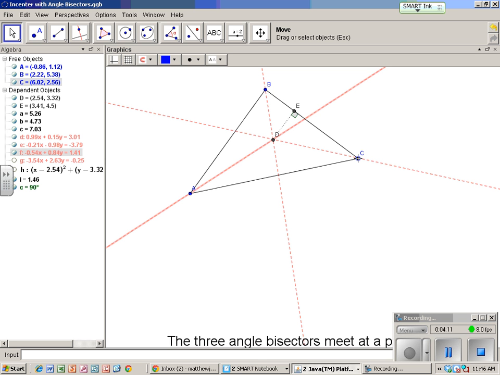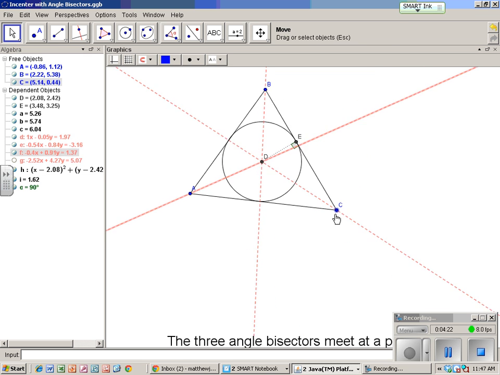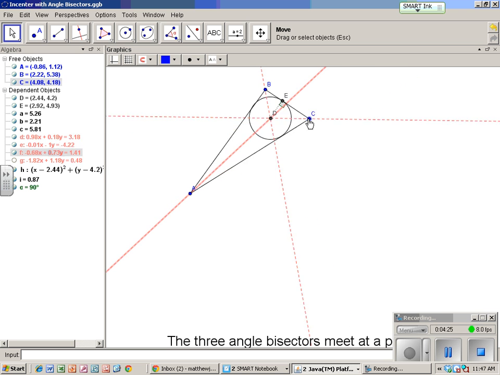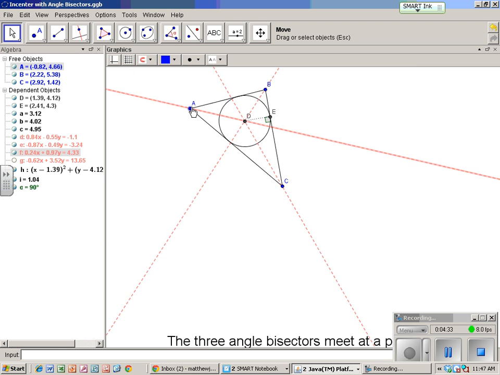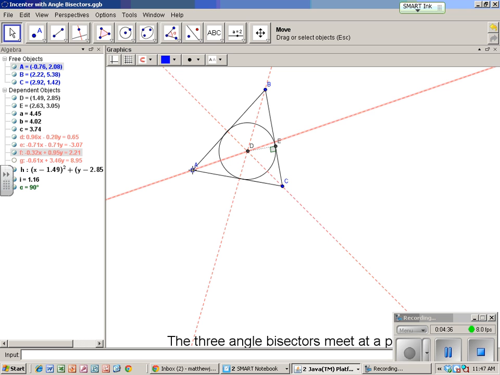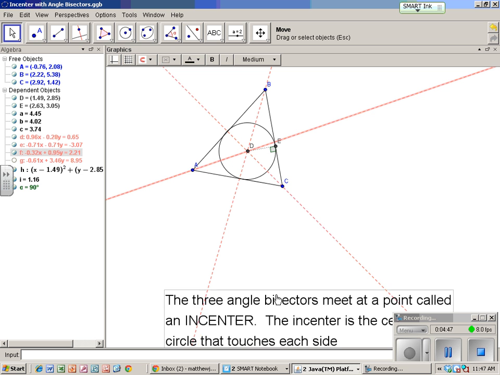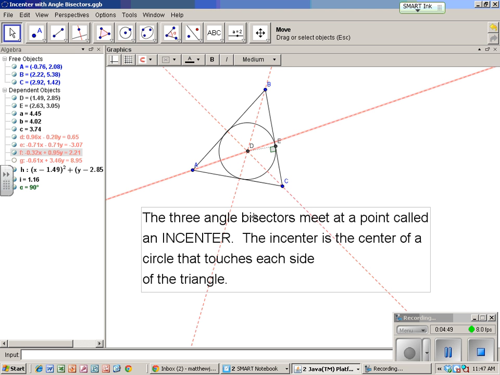What I'm going to do now is draw a circle centered at point D up to point E. And there's that circle. Notice how the circle is touching all three sides. Wherever I move this triangle, whatever kind of shape it is, that circle is touching each of the three sides. It's not crossing the sides, it's touching at one point. This is called inscribing a circle. We are drawing a circle inside of a shape. This point D, where those three angle bisectors meet, like I told you, there is a name to it. It is called an incenter.